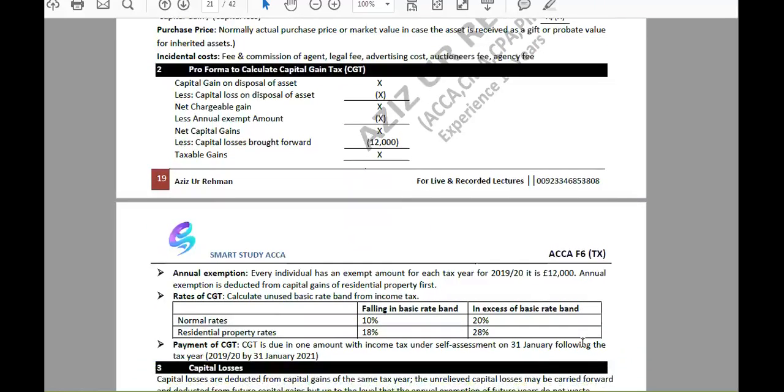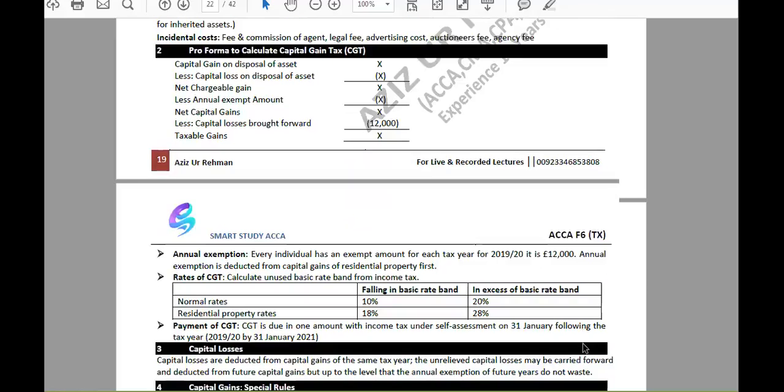Okay, now let's move towards the calculation of capital gain tax. How to calculate the tax? You can see over here. First of all, we will write down the gains of the assets we have sold during the year. So if we have sold different assets during the year, we need to calculate gain or loss at the date of disposal, but we will prepare this pro forma for the whole year. Gain or loss will be calculated at the date of disposal, but tax will be calculated for the whole year. So this pro forma will be made at the end of the year.